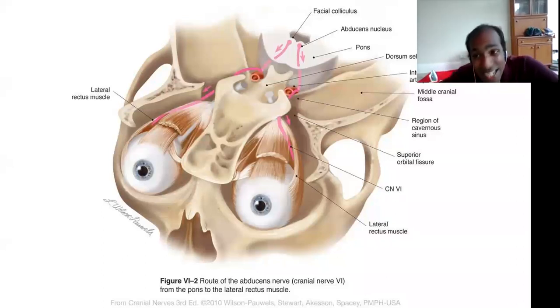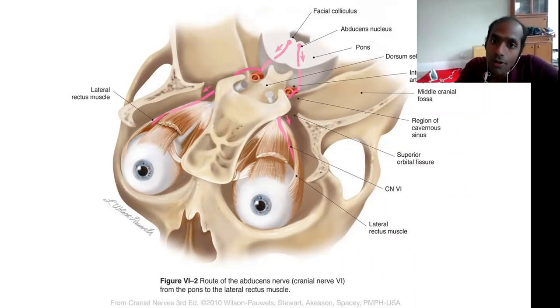And isolated sixth nerve palsy can also be due to diabetes, hypertension, like a third nerve. Then the sixth nerve crosses very close to the apex. This is the petrous temporal bone. This is the apex of the petrous temporal bone. It crosses very close to that point.